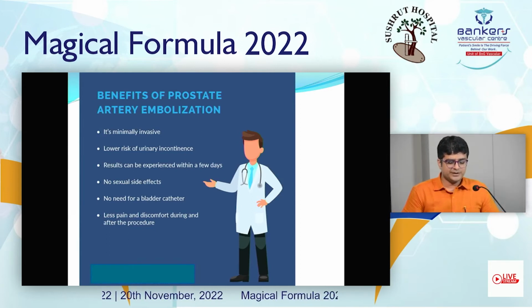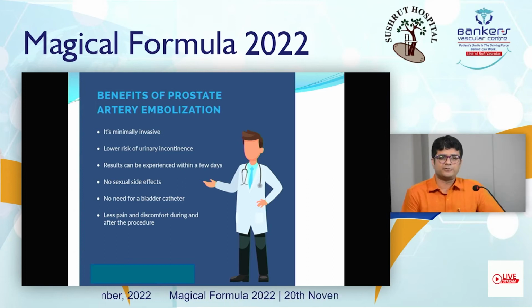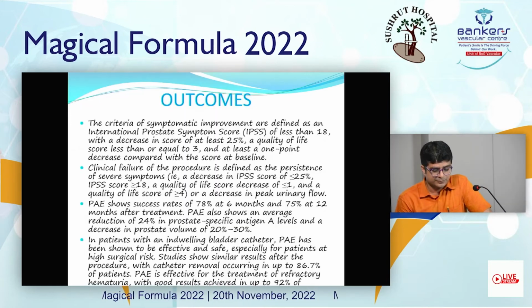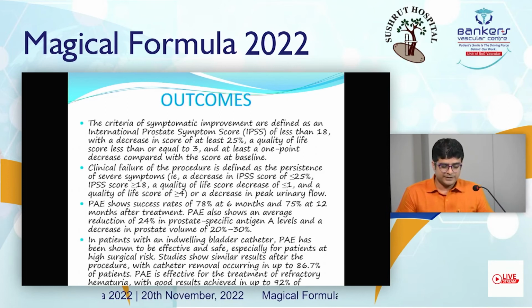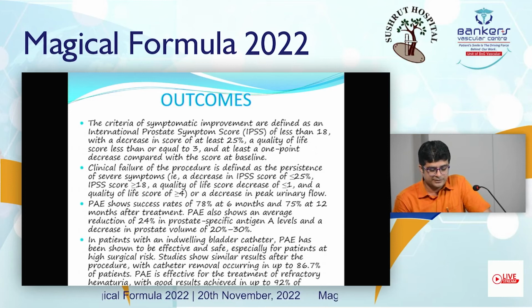Benefits: it is minimally invasive, with lower risk of urinary incontinence, no sexual side effects like the retrograde ejaculation that is seen in TURP, and less pain and discomfort during and after the procedure. Criteria for symptomatic improvement are defined as an IPSS score of less than 18 with a decrease of at least 25%, and a quality of life score less than or equal to 3 and at least 1 point decrease compared to the score at baseline. So the IPSS score helps in evaluating the embolization procedure. Clinical failure is if the score has become more or there is persistence of severe symptoms.